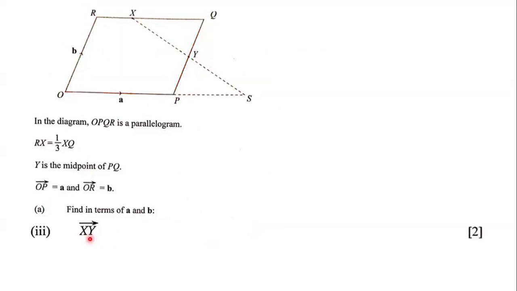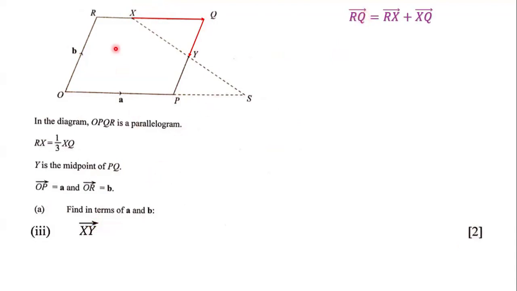Next, we have to do XY. Now XY means that we start at X and we end at Y. And so we are going from X to Q, then from Q to Y. But before we even figure out what XY is, we're going to do RQ. We're going to figure out what RQ is.